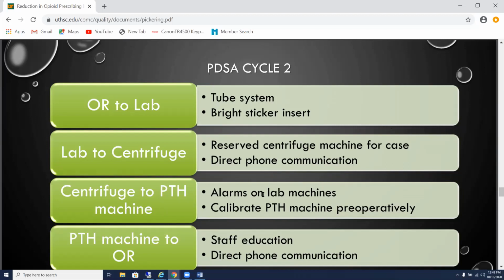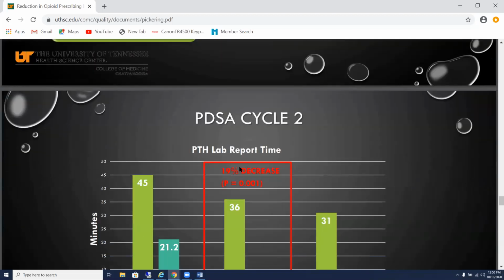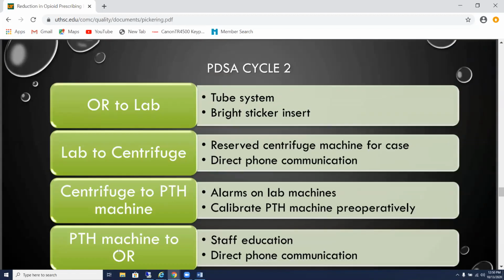From the lab receiving it to putting it on the centrifuge, we called the lab every morning we had one of these cases to reserve the centrifuge machine. We also provided on the bright sticker insert a direct phone number for the OR nurse and lab tech to call. From the centrifuge to the PTH machine, we put alarms on the lab machines to let the lab techs know when they had resulted.